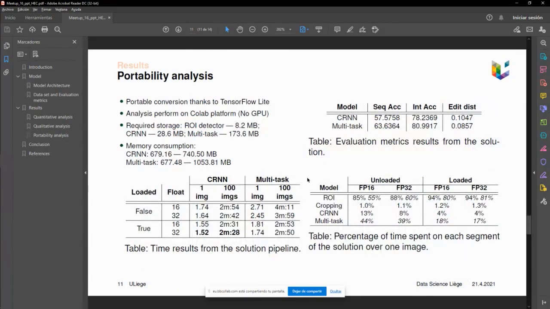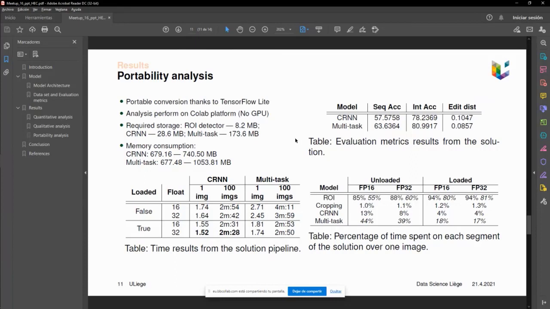So now the portability analysis. One of the important requirements that we had in this project was the portability of the models, as we needed to put them on mobile devices. We use TensorFlow Lite to perform the portable conversion. All the analysis here was performed on a Colab platform.